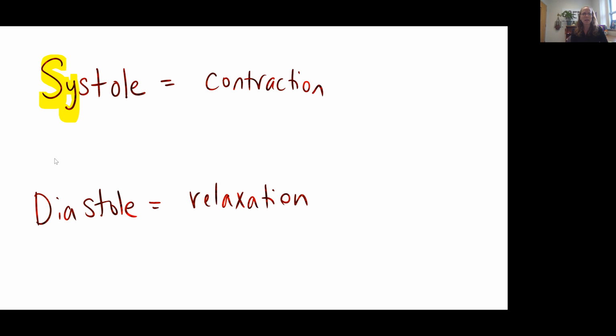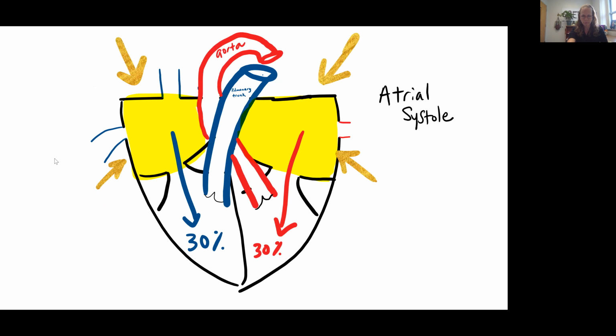Now, I've highlighted the S and the Y for systole because the SY here is the same prefix as what you have in synthesis. The SY is talking about coming together. So that might help you to remember that contraction is talking about this coming together of the muscle cells.